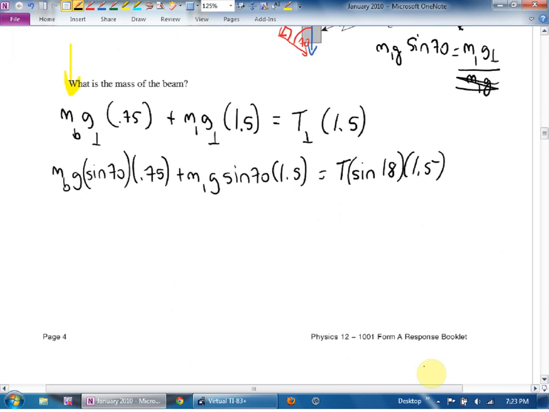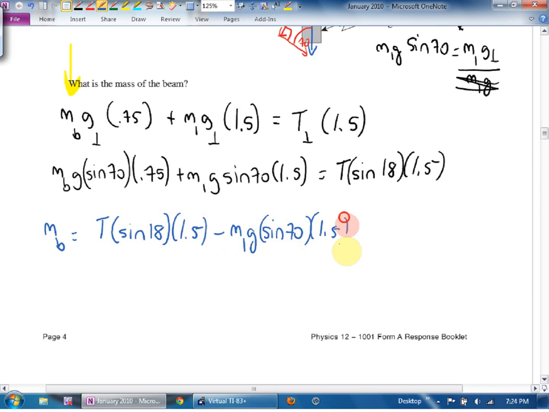What am I trying to find? Mass of the beam. I'm going to minus this and then divide by. Do the g's cancel? No, because there is not a g over here. Sorry. The mass of the beam is going to be the tension times the sine of 18 times 1.5 minus M1g times the sine of 70 times 1.5. So I've minus this term over, Jasmine, and then I would divide by these three. Yes, I hope. g sine 70 times 0.75. And I would type that very, very carefully into my calculator.